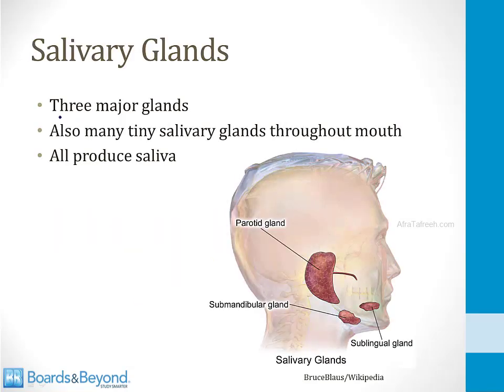There are three major salivary glands found in the human body. You should know that there are also many tiny glands that are found throughout the mouth, and all of these glands work to produce saliva, which helps in digestion, as we'll discuss in this module.